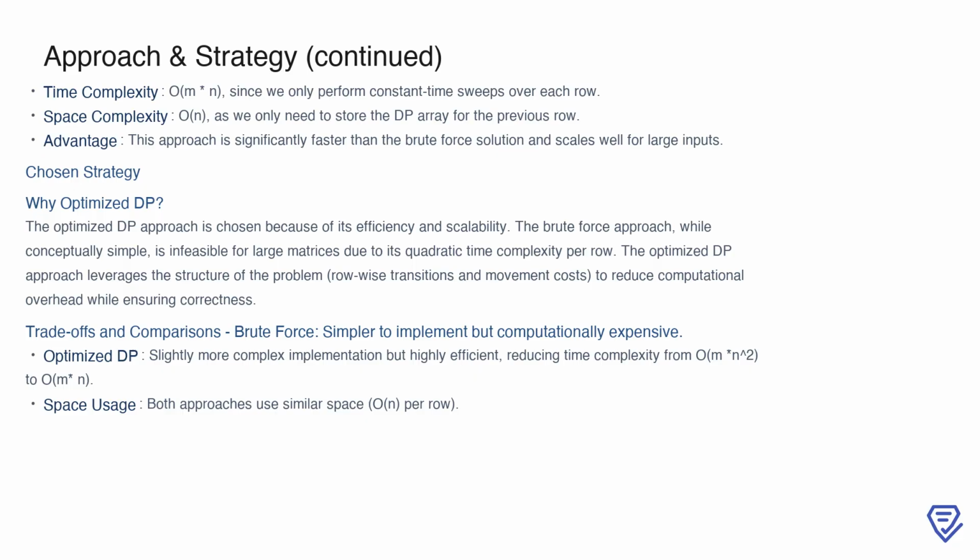Compared to the brute force method, which is simpler conceptually but computationally expensive, the optimized DP approach is more sophisticated but achieves substantial performance gains. The trade-off here is clear. While the optimized solution requires a bit more effort to implement, the reduction in time complexity from O(m*n squared) to O(m*n) makes it far more practical for large matrices, especially in competitive programming contexts.